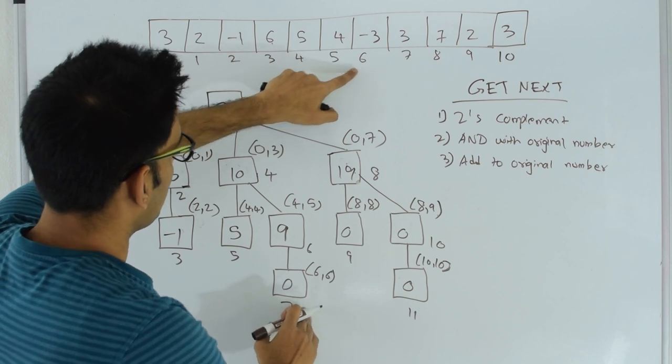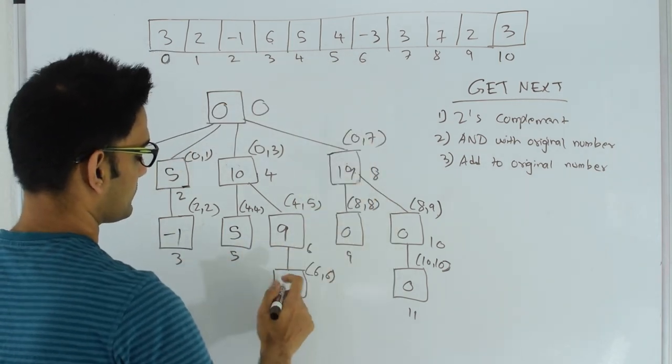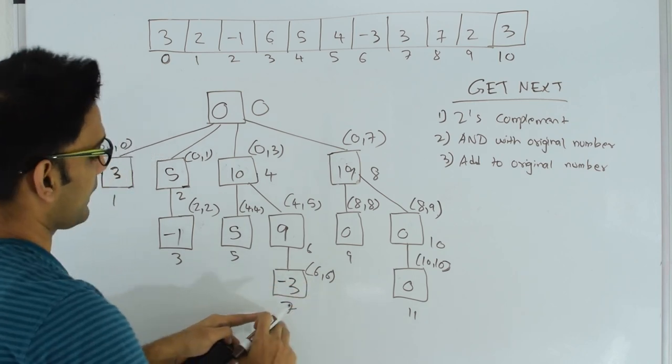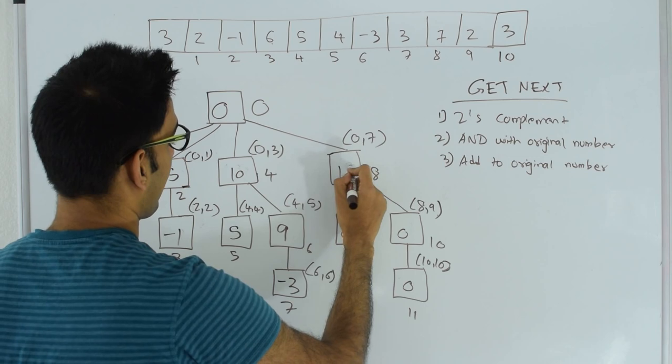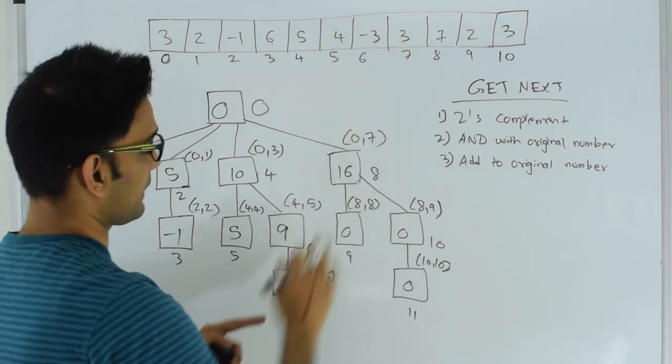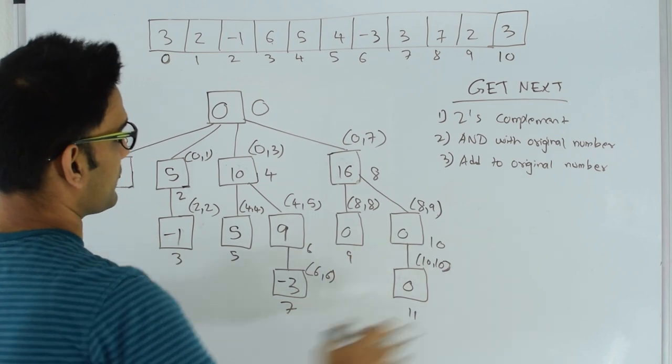So we are updating 6, so we go here and this is minus 3. Then 7's next is also 8, so this becomes 16. 19 minus 3, 16. And 8's next is 16, which is outside the range.